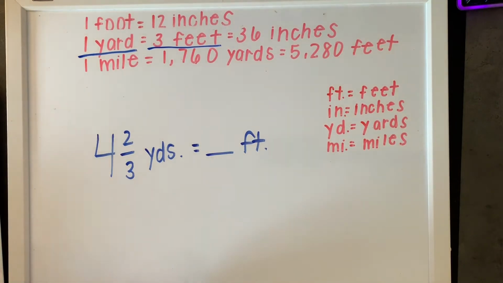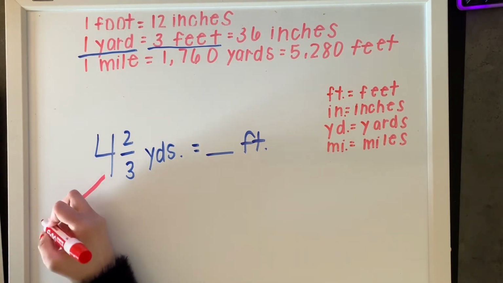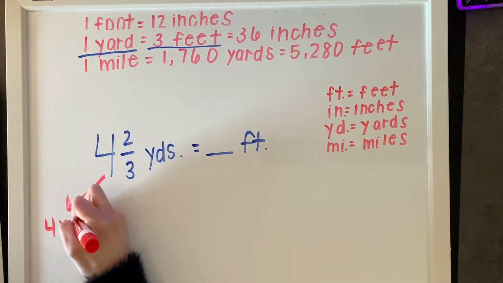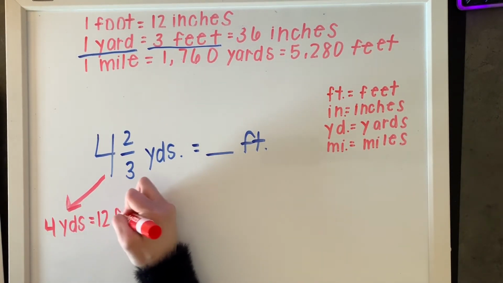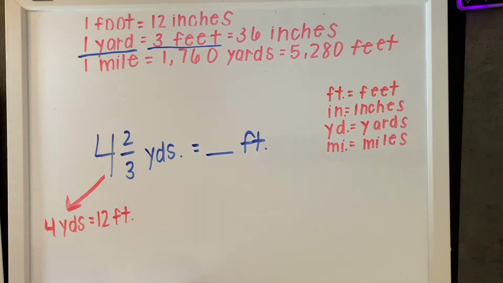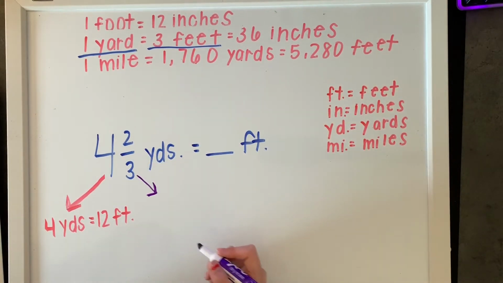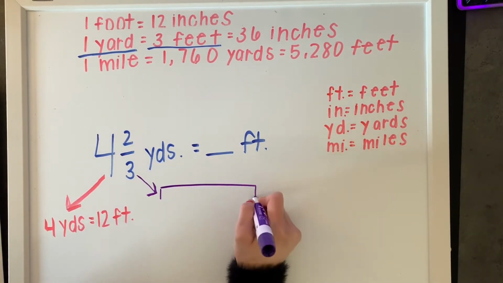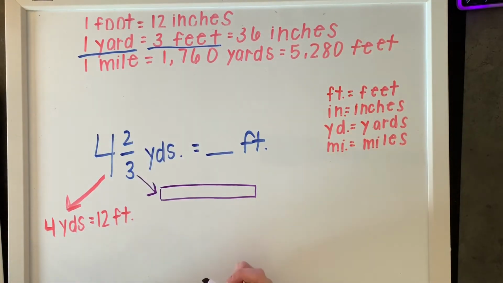Okay, so if we decide that we're going to break down 4 2/3, if 1 yard equals 3 feet, then 4 yards, 4 times 3 would equal 12. So 4 yards equals 12 feet. And then I still need to figure out this 2/3 of a yard. So I know that a yard is equal to 3 feet.